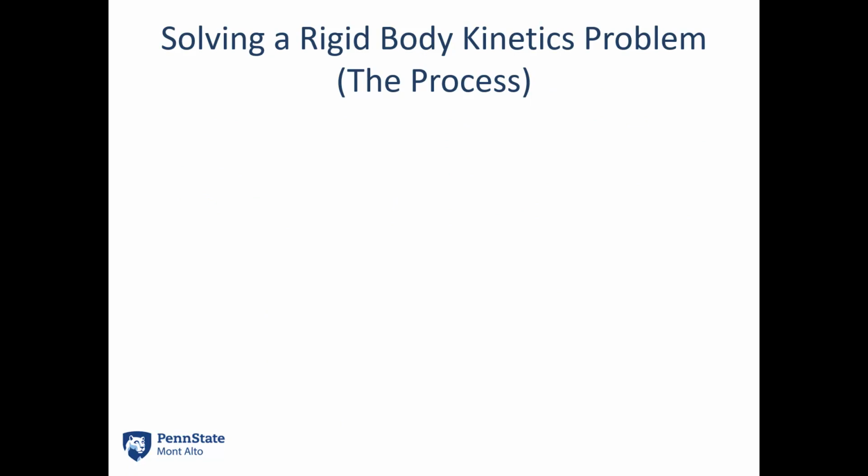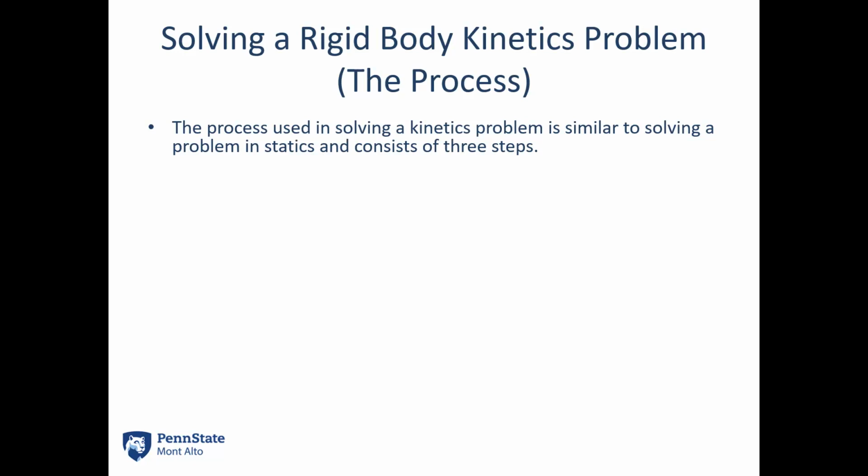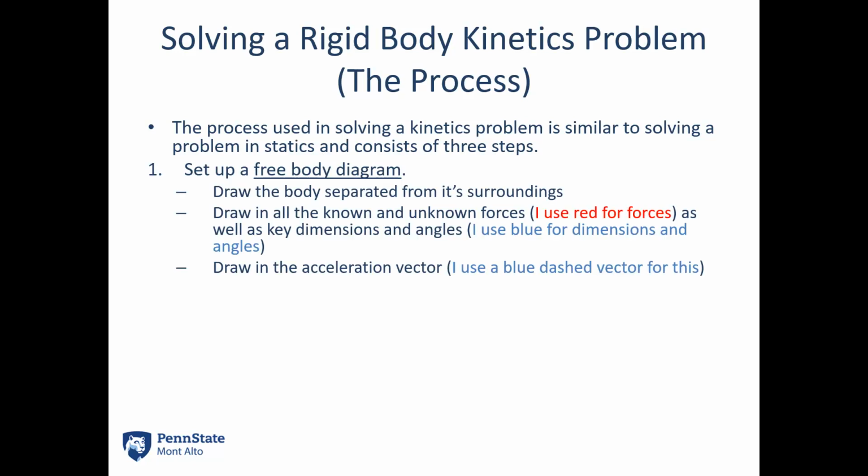Now, solving a rigid body kinetics problem, the process in general is going to be very similar to what we used in statics. Number one, you always want to set up your free body diagram: draw the body separated from its surroundings, and draw in all of the known and unknown forces. I use red for those forces personally, as well as key dimensions and angles. I use blue for the key dimensions and angles. You also want to draw in the acceleration vector. I personally use a blue dashed vector for my acceleration.